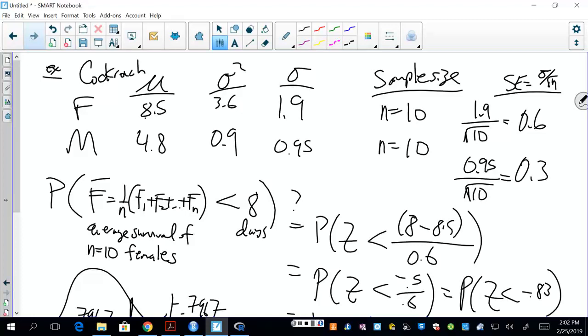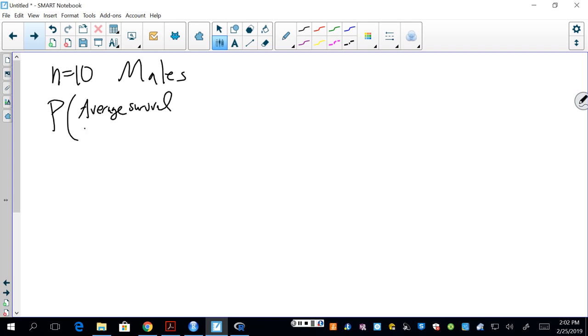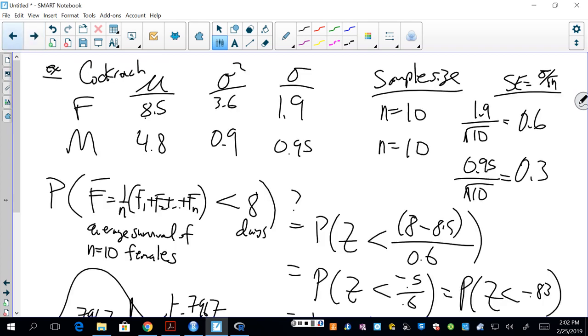Yeah. Let's do one more example. So let's say we have 10 male cockroaches. What's the probability that the average survival time, let's see, they have a pretty small standard deviation, is less than 4.